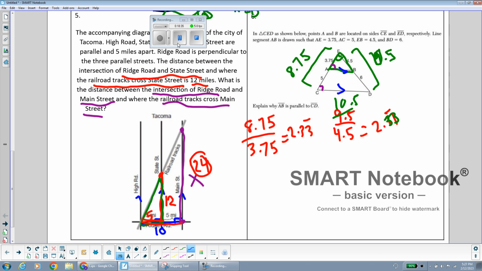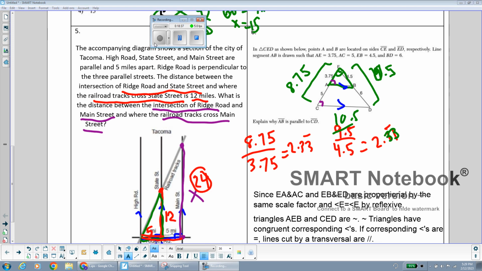I'm going to type up an explanation. So here I have my explanation typed up, and this would be a completely complete explanation. It says since EA and EC and EB and ED are proportional by the same scale factor, and angle E is congruent to itself by reflexive, triangles AEB and CED are similar. Similar triangles have congruent corresponding angles. If corresponding angles are congruent, then lines cut by a transversal are parallel. I don't have the congruent symbol on my computer, so I was just using the equal signs. But my equal signs mean congruent.